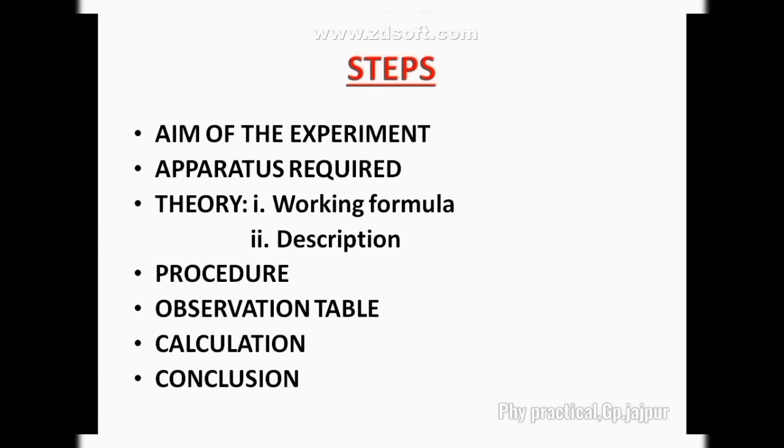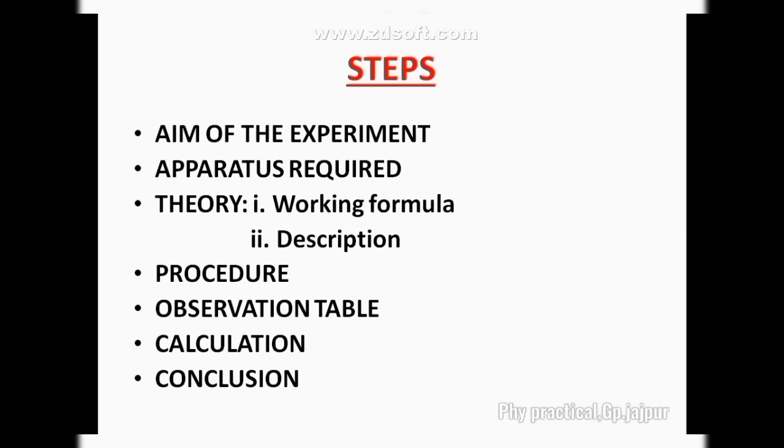Next is your apparatus required. By which instrument you can perform your experiment, that is your apparatus required. Next is your theory. Theory is divided into two parts. First is your working formula, next is your description part. Working formula, by which formula you can determine your experiment, that is the working formula. Next is your description part.